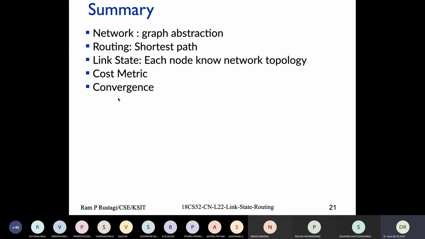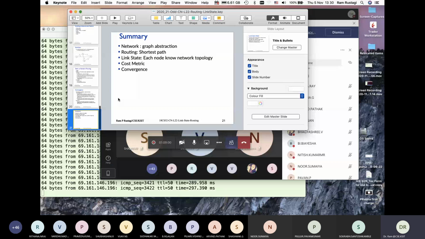Otherwise, tomorrow we'll discuss the second category of protocol called distance vector routing. I am done. Thank you. If you have questions, please feel free, or we are done.